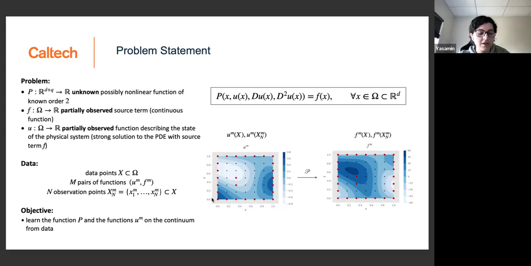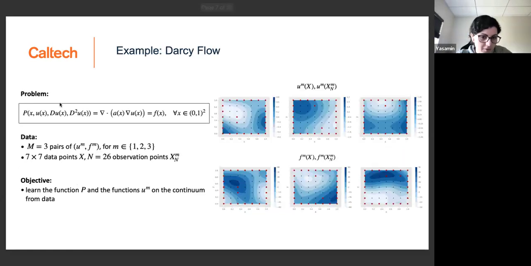What we aim to do here is that we want to learn the function p, and we also want to learn the solution on the continuum. So essentially, learning this function p is learning the PDE, and then the functions, well, assuming that the PDE that we're learning is actually well posed, then this would be akin to learning the solution of the PDE. So I'm going to make things a little bit more concrete by just showing you a little example here. Consider the equation of Darcy flow.